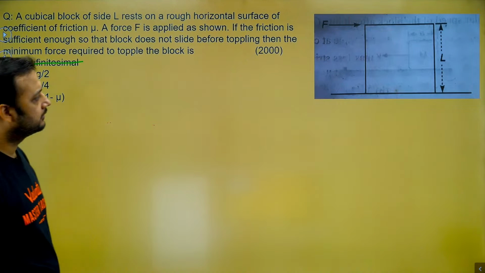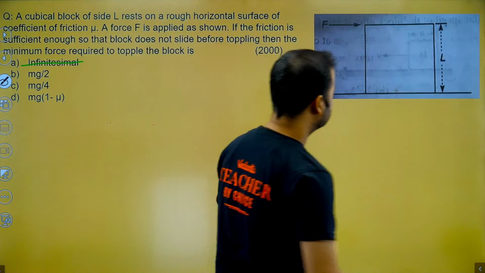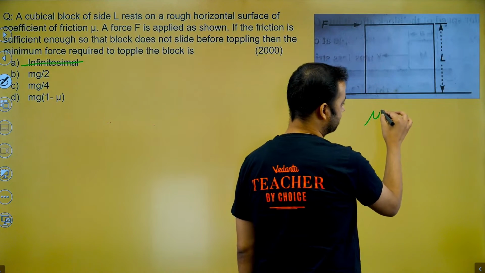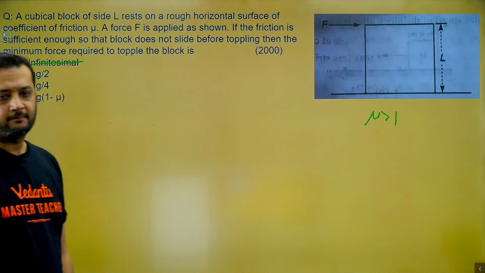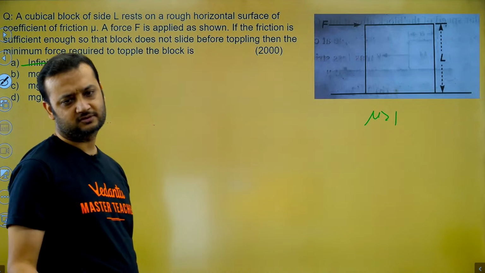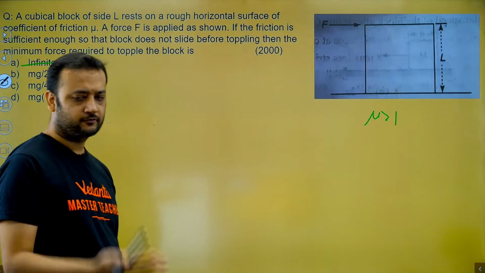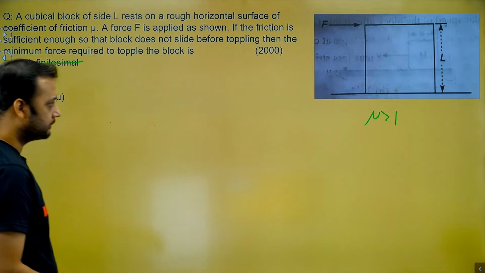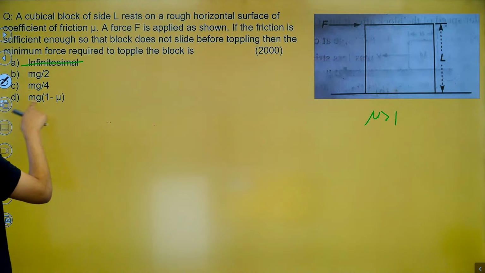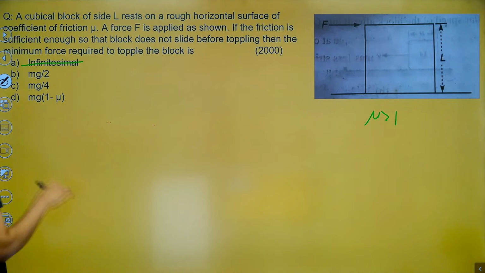Now, assume mu greater than 1. Some students might feel that mu greater than 1 is not possible, but that is not the case. Mu greater than 1 is of course possible. So if you put mu greater than 1, then you can see option D is becoming negative.